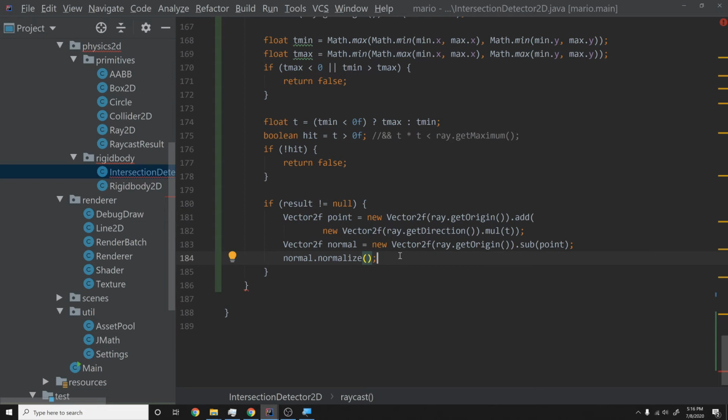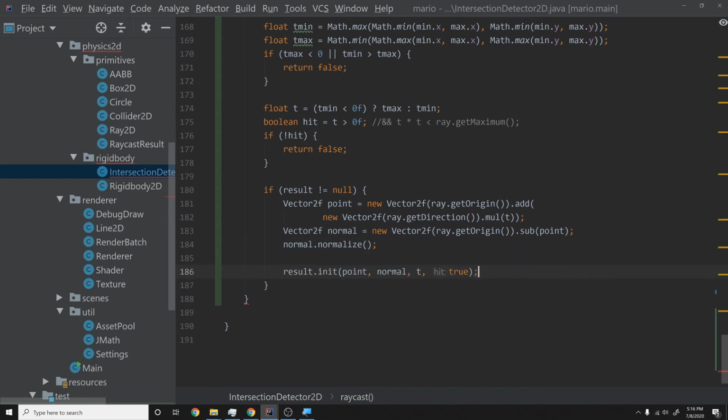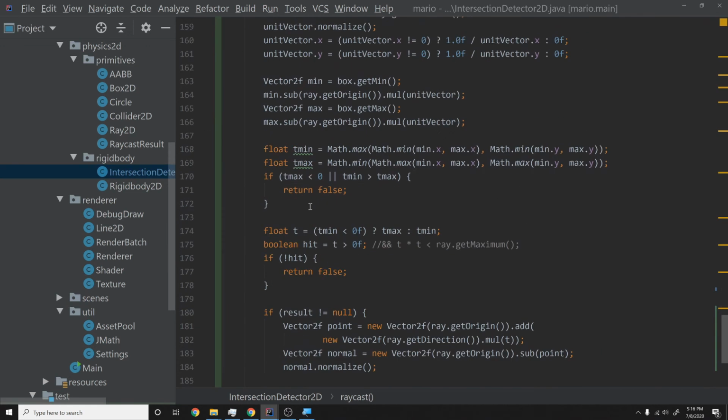There's probably a better way to do this. I'm sort of making this up as I go because ideally we wouldn't want to have to normalize that, but I think we normalized it up here too, so we'll just leave it with that. And then we're just going to initialize it once again, so result.initialize and return true down here. Okay, so that's AABB done.